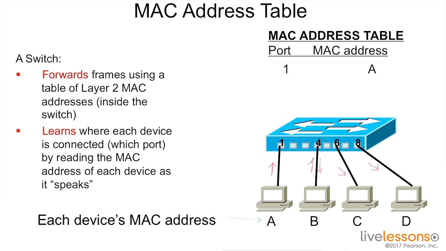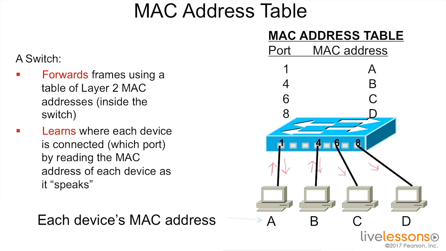When the correct device responds, the switch is going to take that source MAC address and the port that it came in on and add it to the MAC address table. Once it's done that, it's going to continue to forward that communication out the appropriate port. This learning continues to happen as the switch tries to learn which MAC addresses are connected to which ports.